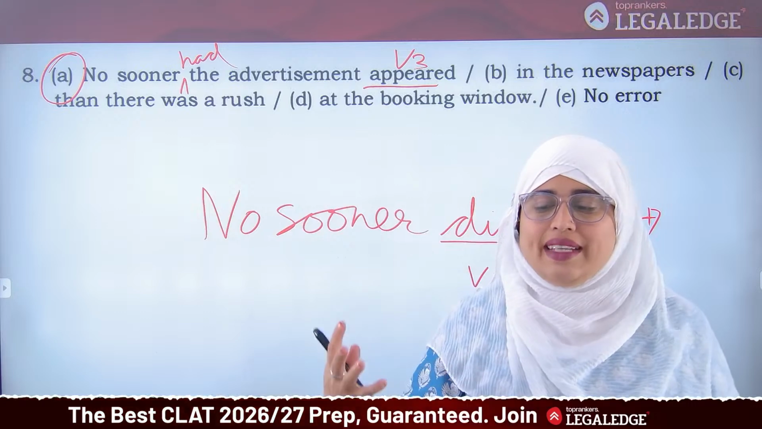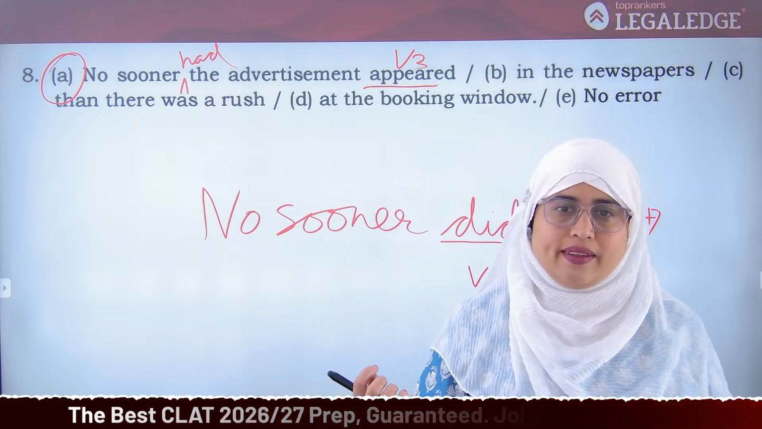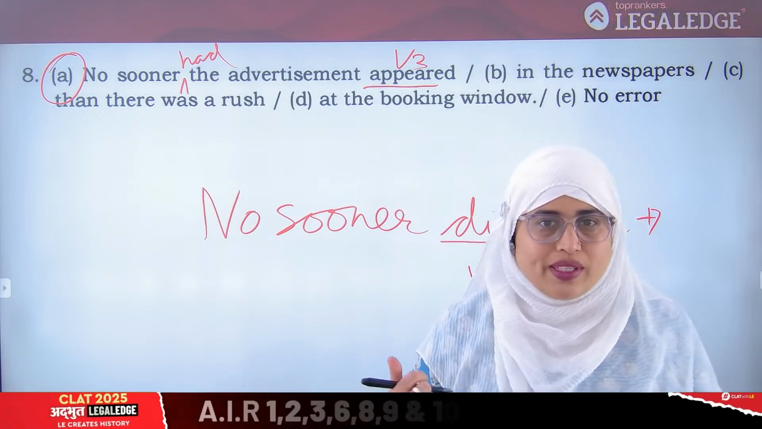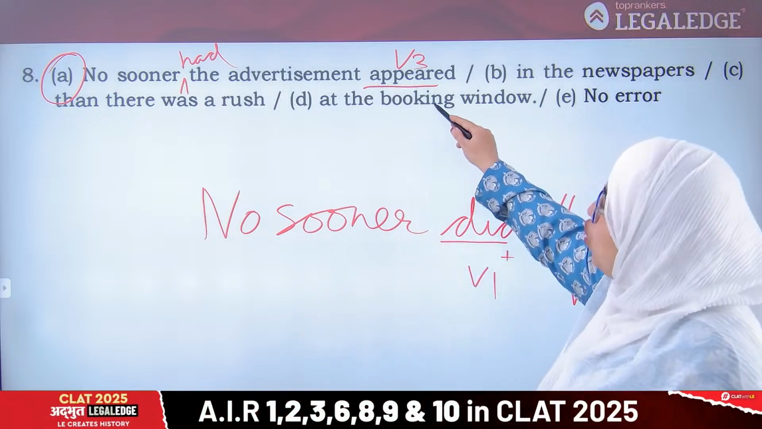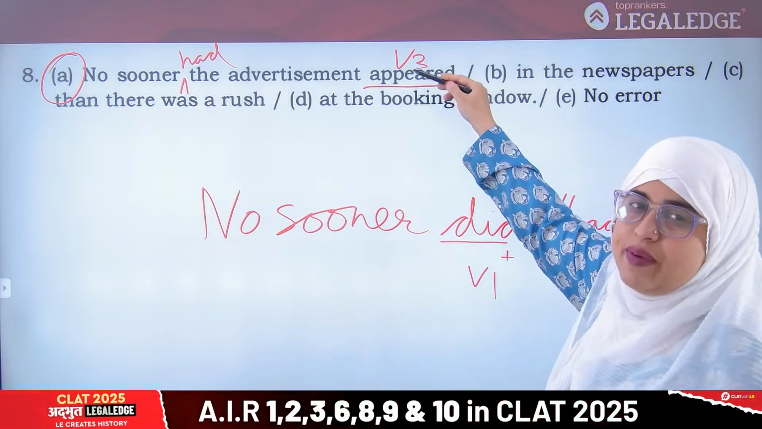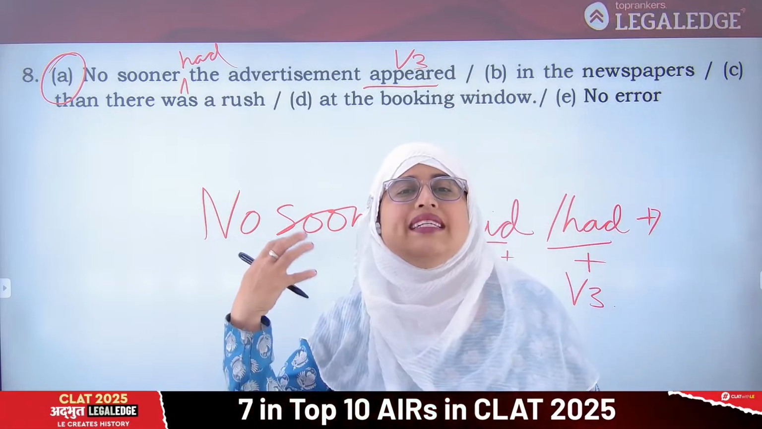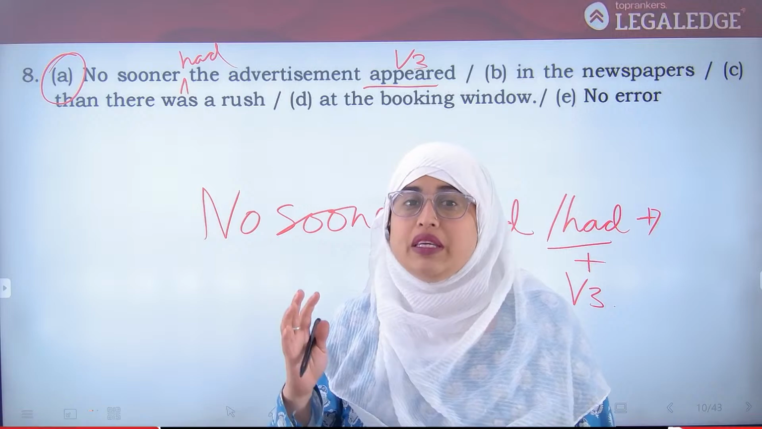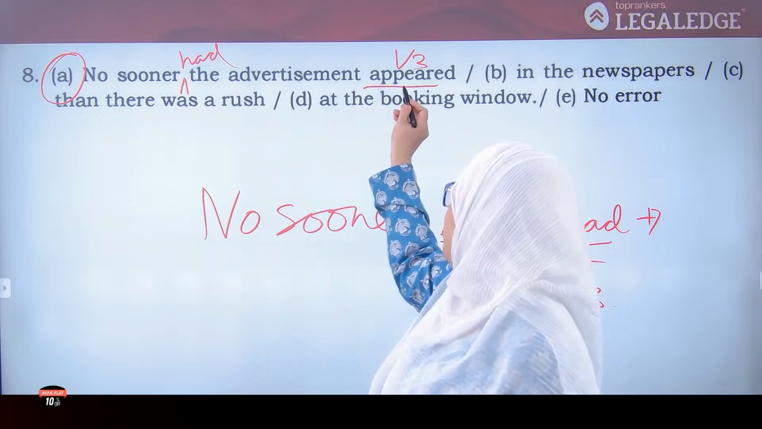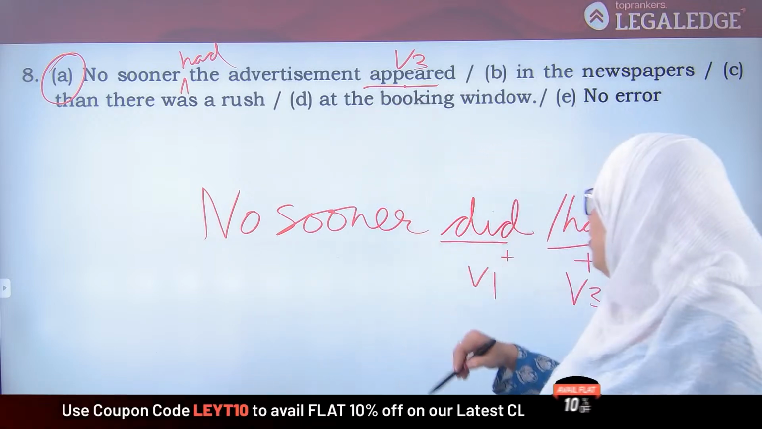No sooner did, no sooner had. Am I making sense to you, students? So it has to be no sooner had the advertisement appeared. It can even be no sooner did the advertisement appear. Okay, appear is in the first form, with did; with had, it is the third form.